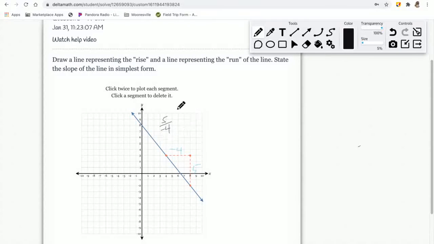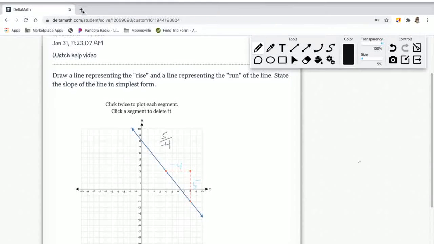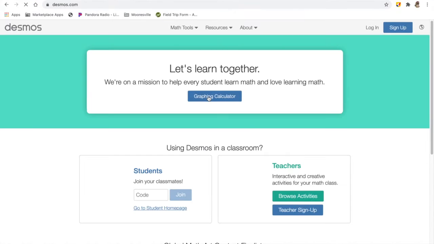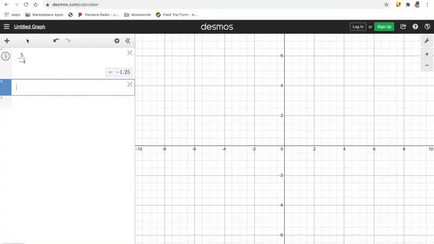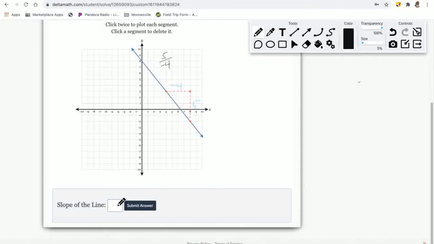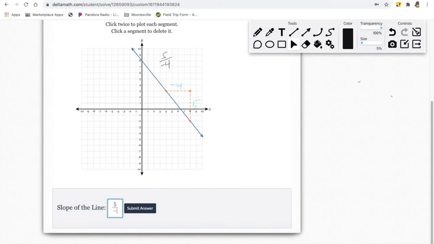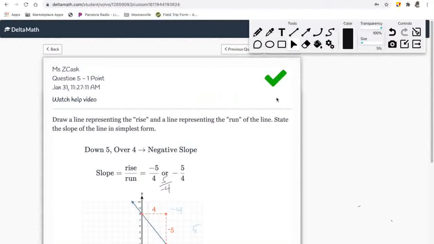I can put that in Desmos to see if it will simplify it at all. So if I go to Desmos, get in the graphing calculator, put 5 over negative 4 and hit return, well, that does not simplify at all. That would be my slope. They're telling me it's negative 1.25. The slope of the line here is going to be 5 over negative 4, and I can submit that answer. And it tells me, yes, that's correct.